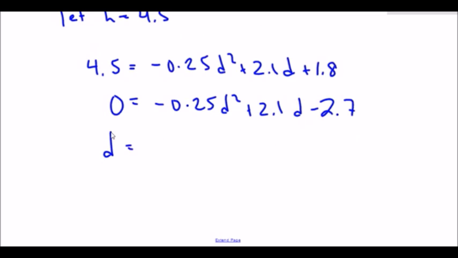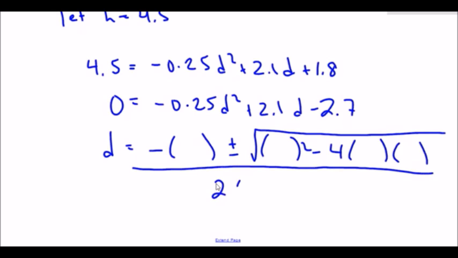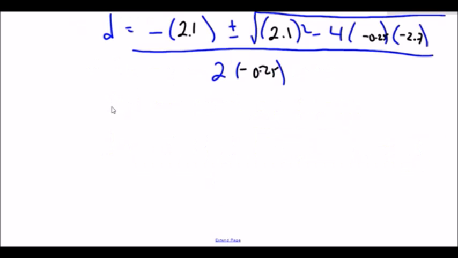So I'm going to use the quadratic equation. Negative b plus or minus the square root of b squared minus 4 times a times c, all divided by 2a. And substituting in, and then calculate that out. So I'm not going to spend a lot of time showing you the calculations. Again, that's mostly calculator stuff.